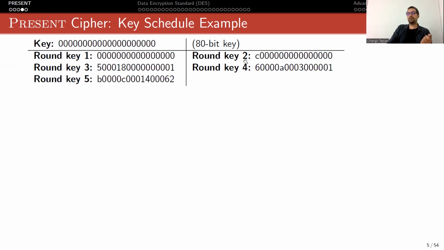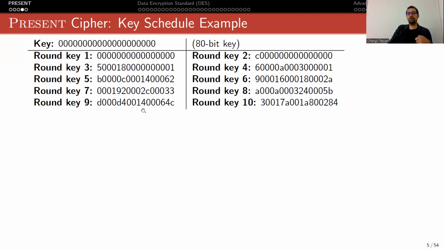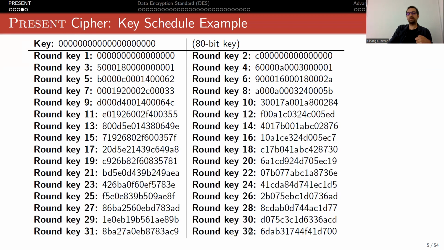If you keep doing this, your round keys become, as you can see, the diffusion and confusion is not that good. We started with all zeros. We still see many zeros, right? It doesn't look random, is what I mean. So if you continue this way and create all of the round keys, as you can see, the final ones look better in terms of randomness. But here you have a lot of zeros. So this is your key schedule.